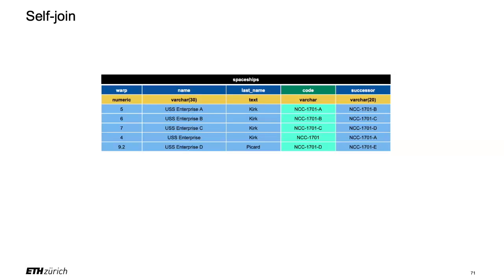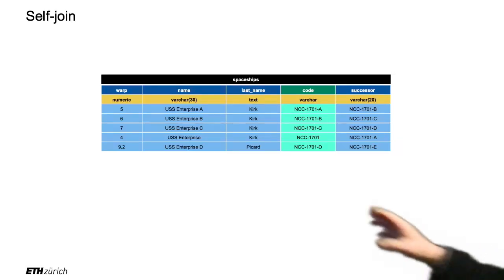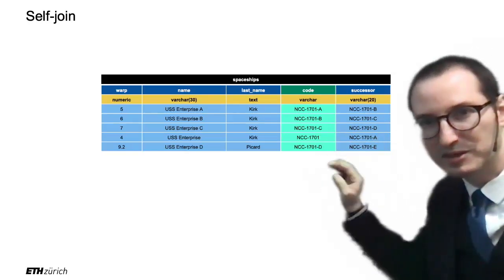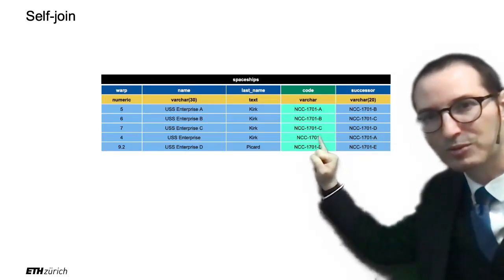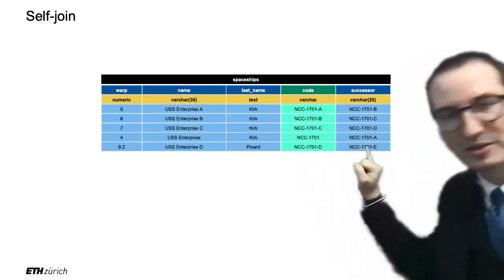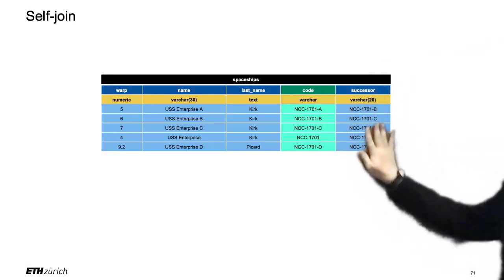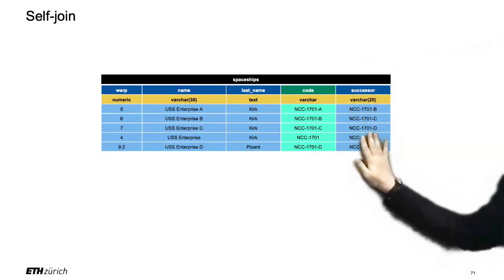Here I didn't do it with genealogy, but with the genealogy of spaceships. Basically, every spaceship has a code, but it also has a successor. So the successor of A is B, the successor of B is C, the successor of C is D, the successor of the original is A, and the successor of D is E, right? So this here is the successor.